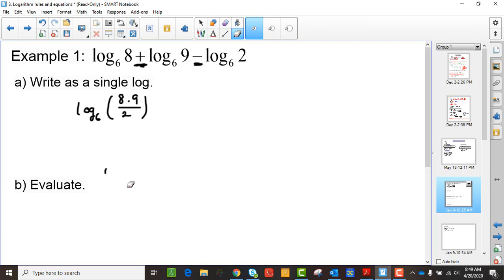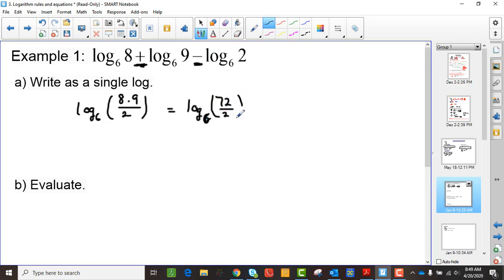Okay? Adding, we multiply, that's why 8 times 9, and then if we subtract, we're dividing. So that gives us log base 6 of 72 divided by 2, and 72 divided by 2 is log base 6 of 36. And then you should be able to recognize that log base 6 of 36 is 2, because 6 squared is 36. Okay, so our answer is 2.